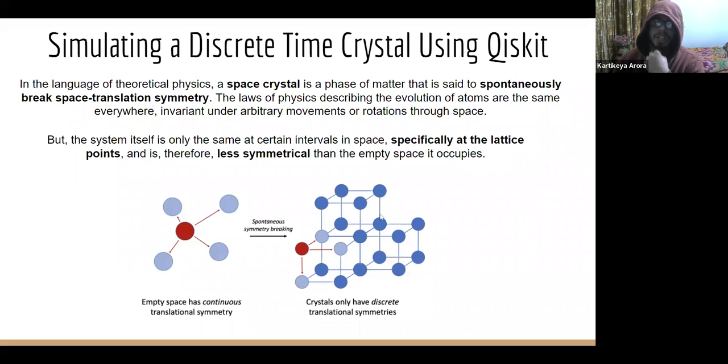But in crystals, these particles obey Schrödinger's equation at only certain points in space, those being the lattice points of the crystal, and not in between. For example, the particle won't obey the laws of the model that we are studying at some point between the sites of the cube. In some sense, it is less symmetrical than a free particle in continuous space. So this phenomenon is known as spontaneous breaking of space translational symmetry.